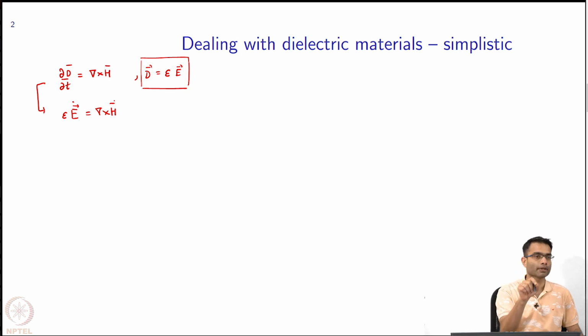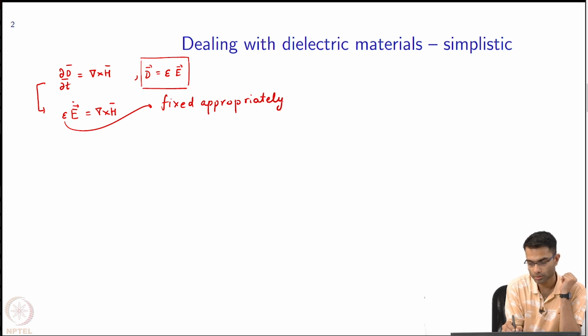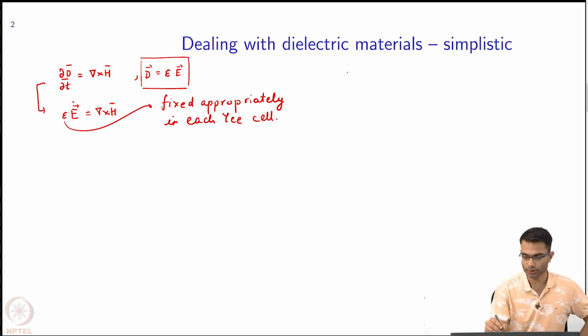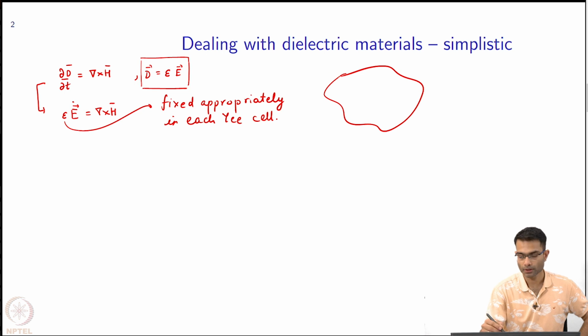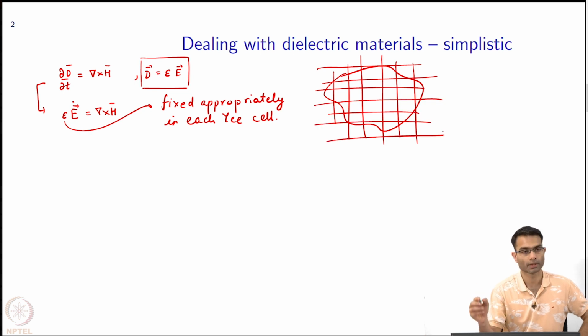I assign the permittivity to be epsilon 1, epsilon 2, whatever. So, this is then fixed appropriately. Suppose this is your computational domain. Our E cell is going to fracture this whole thing into a square grid. That is how we do it. And now, this over here has some epsilon 1.